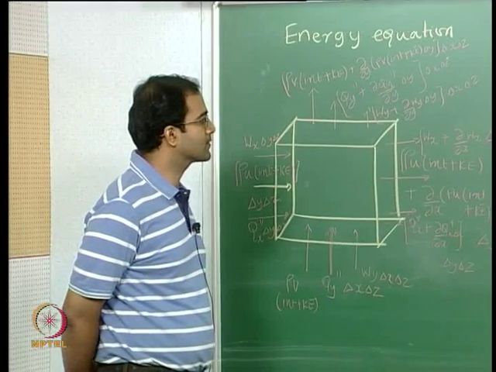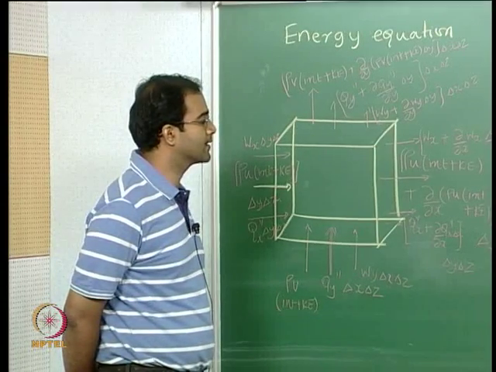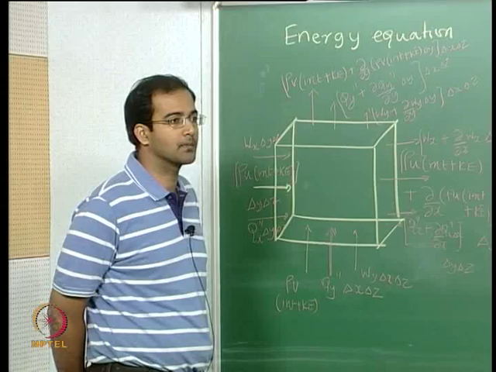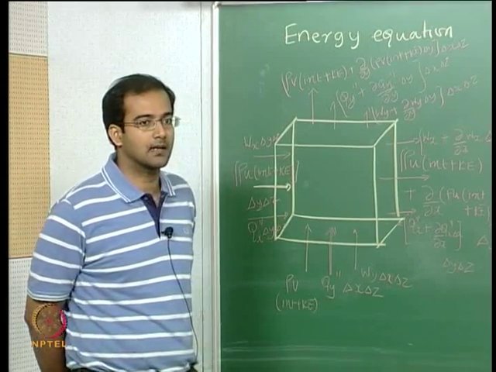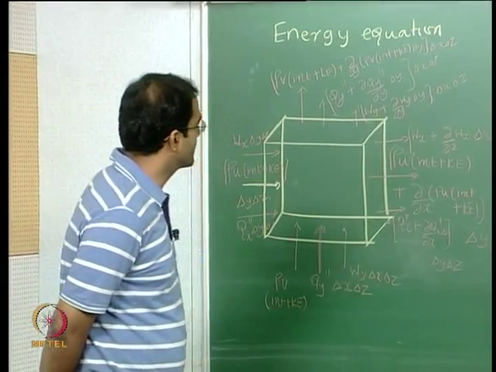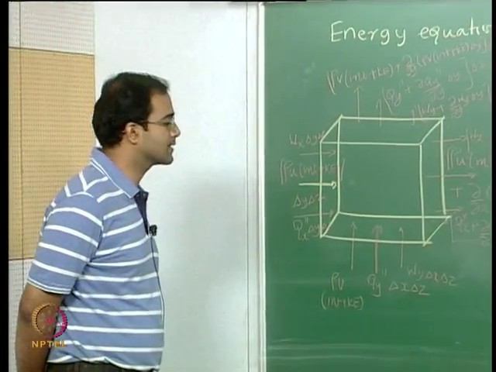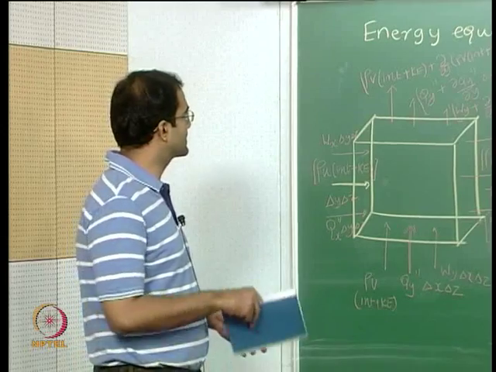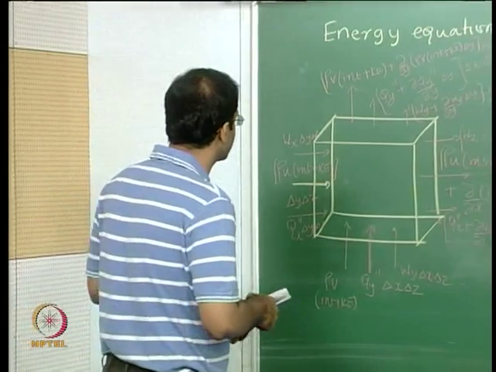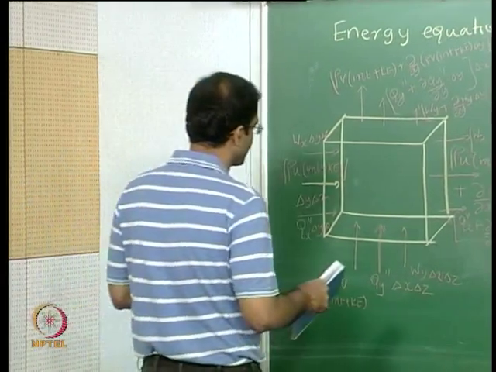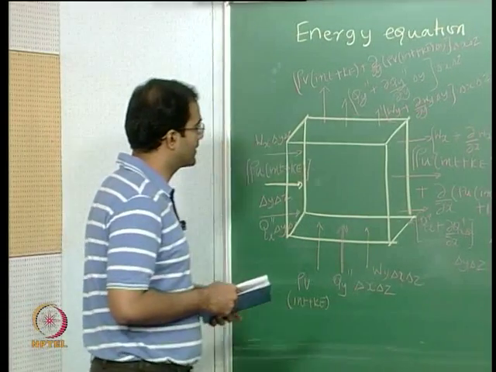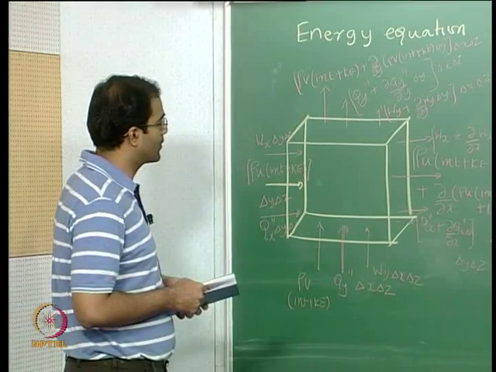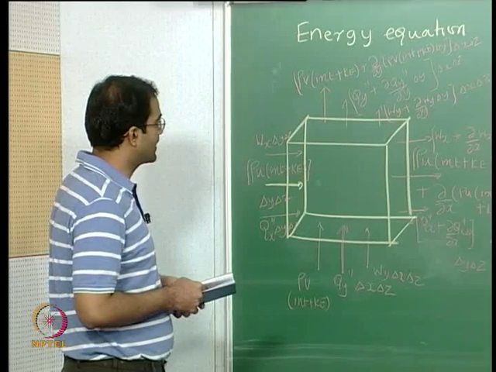So in the last class we were looking at the derivation of continuity and the momentum equations, and we started off with the derivation of the energy equation in a Cartesian coordinate framework, and today we will continue and complete this derivation. So as we had seen, we have taken a cubic or a Cartesian coordinate control volume.